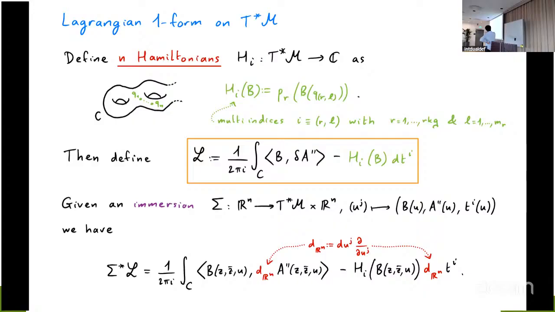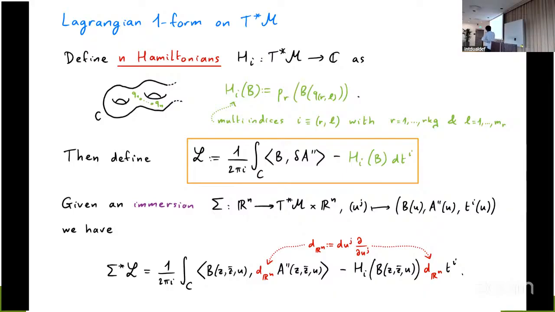And I define a Lagrangian, so some dynamics on the cotangent bundle T*M, by taking the canonical p dq Lagrangian one form and subtracting the Hamiltonians to describe the flows. Okay, so this is the canonical p dq minus Hamiltonians, Lagrangian one form. So remember that in this Lagrangian setting, what we want to describe is dependence of the dynamical variables, which are here B and A'', on n different times.